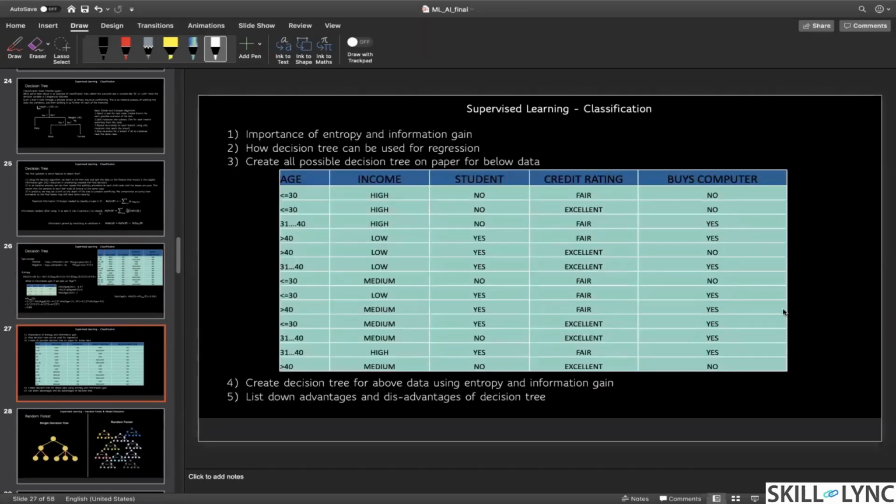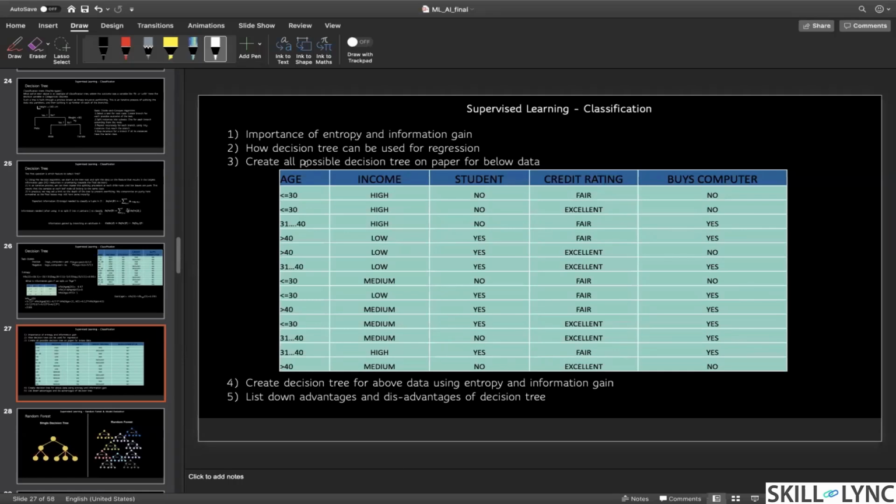Okay. Now, the first question, importance of entropy and information gain. So I have already told you what is entropy and what is information gain, and the importance of information gain, and how information gain is calculated. It's based on entropy, right? How decision tree can be used for regression. This I didn't tell you guys. I told you how decision tree can be used for classification, but I didn't tell you for regression. So I want you guys to explore on this, okay?